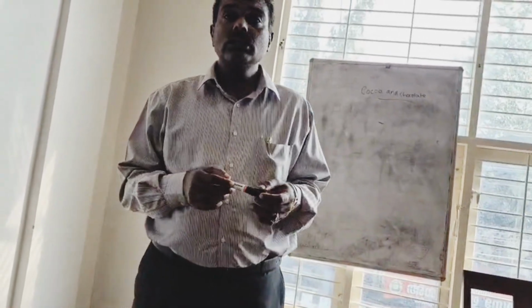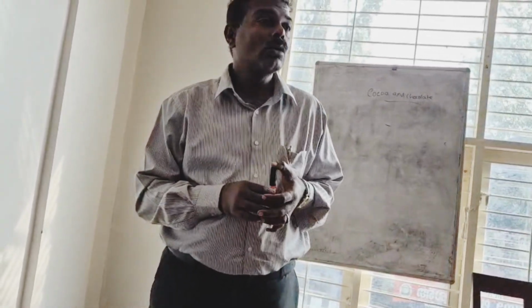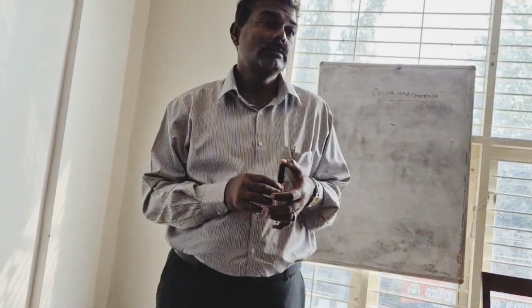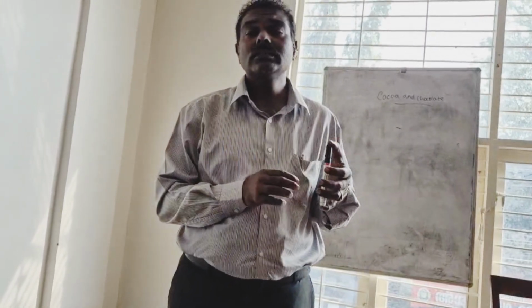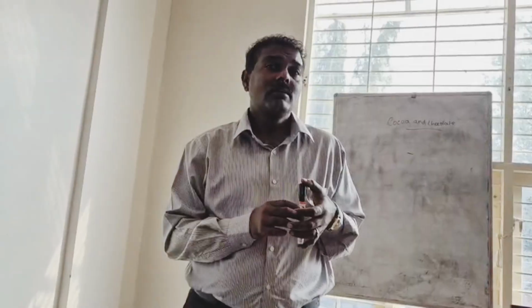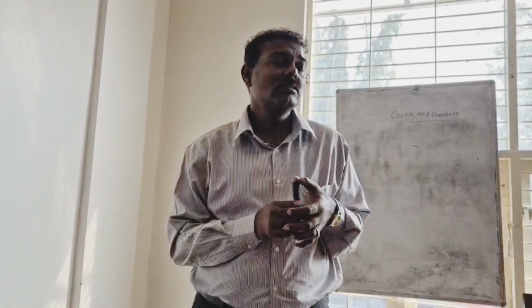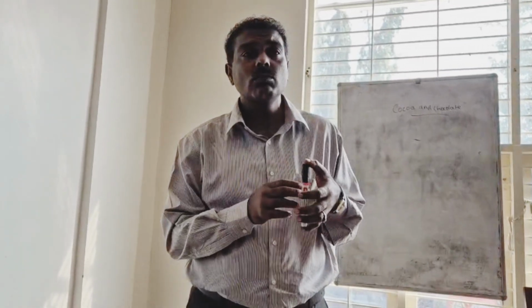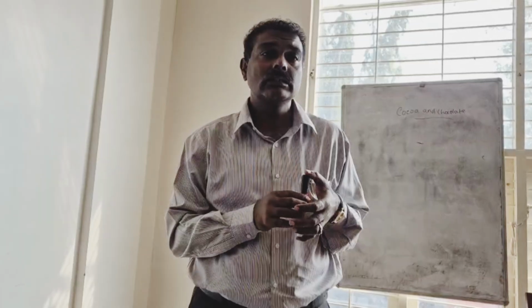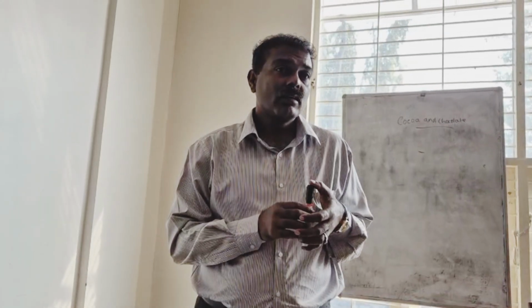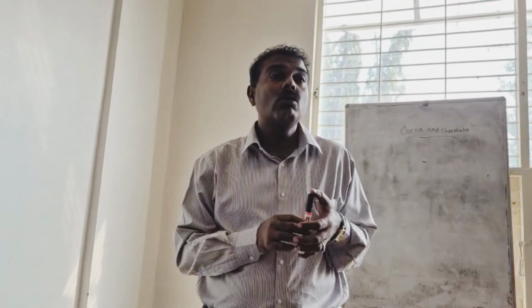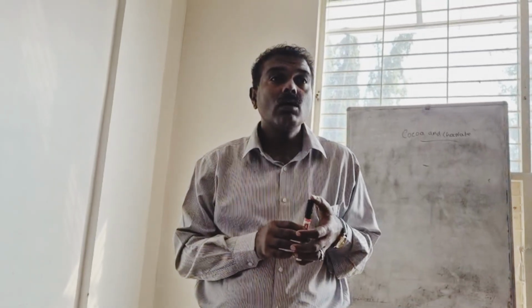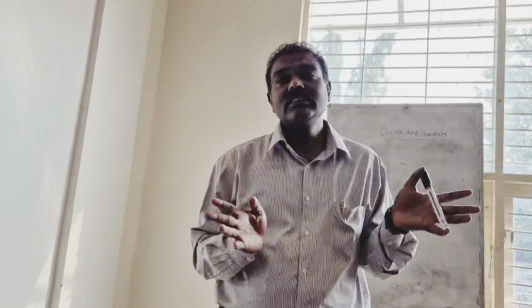So today in this class you are going to learn about cocoa and chocolate, and how this chocolate is manufactured. It is a tropical tree originated in Mexico. It is grown mostly in the Mexico region of the world. Botanically the name of this tree is Theobroma cacao. Right. How many of you have seen this cocoa fruit?